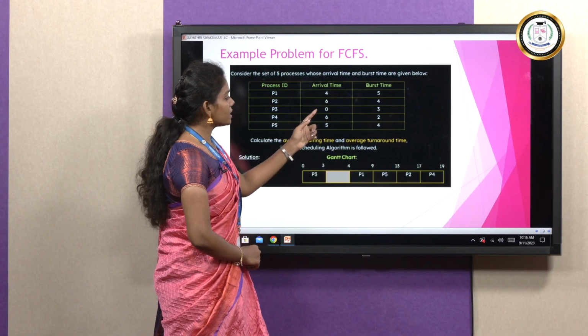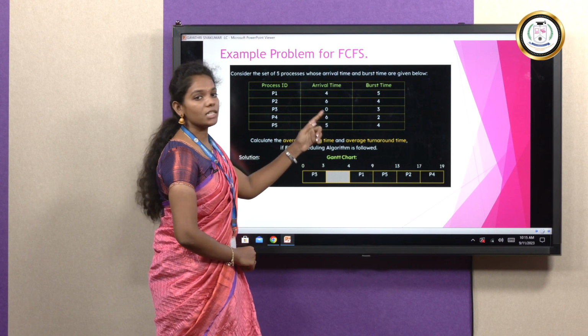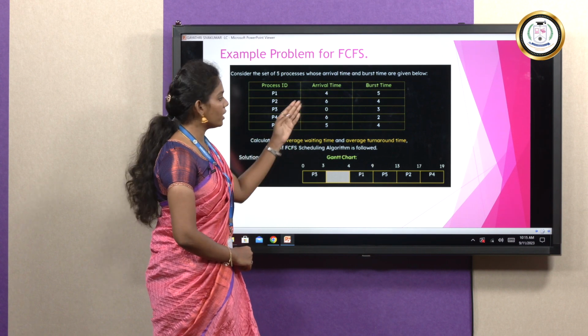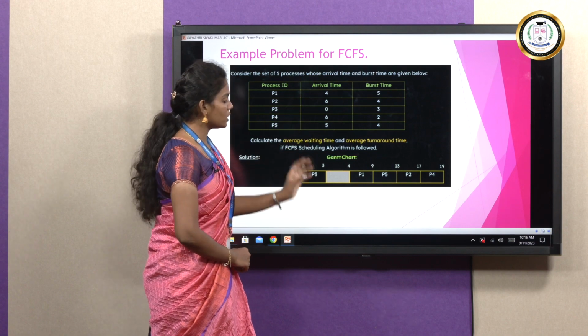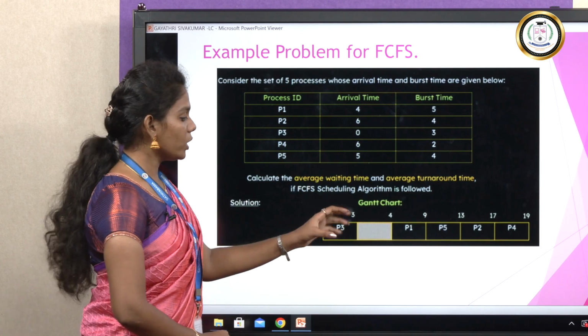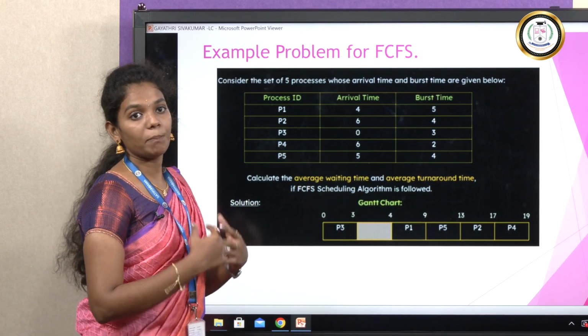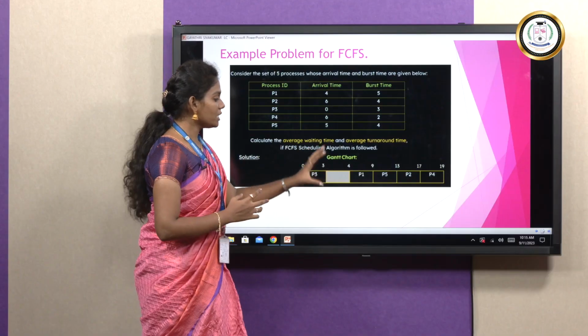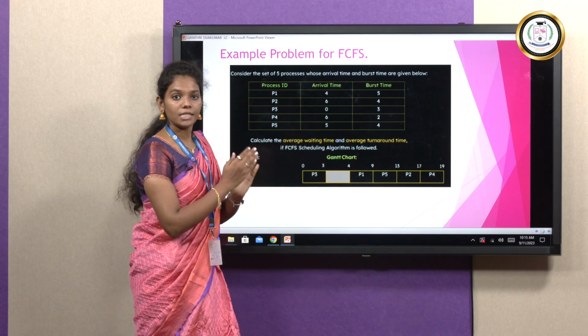After 0, do you have any other greater number next to 0, like 1, 2? No, there isn't. So this blank space is called idle time. Here it will be blank, where my CPU remains idle, since I have no other process next to 0.